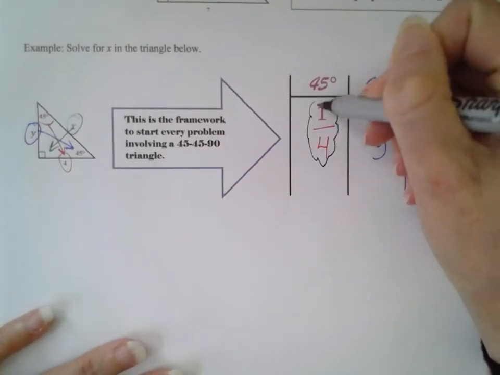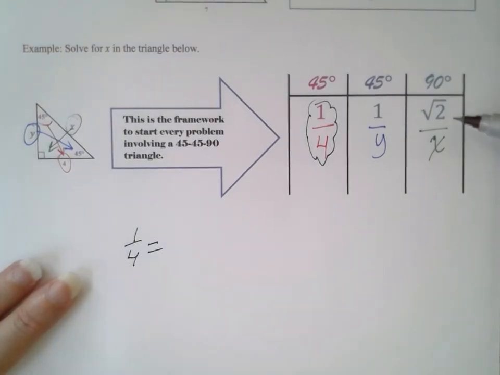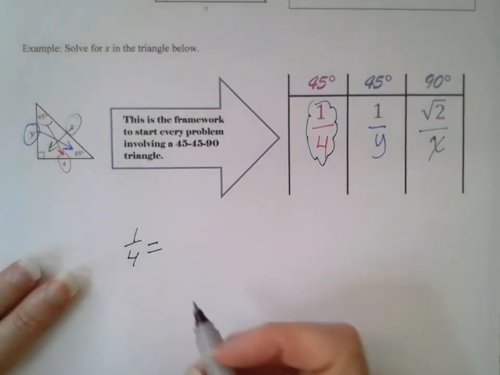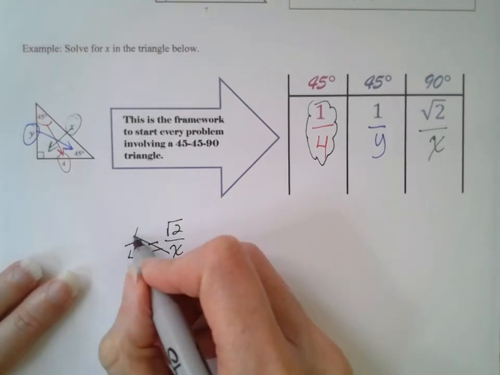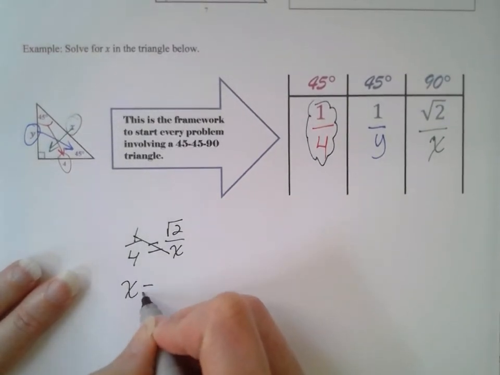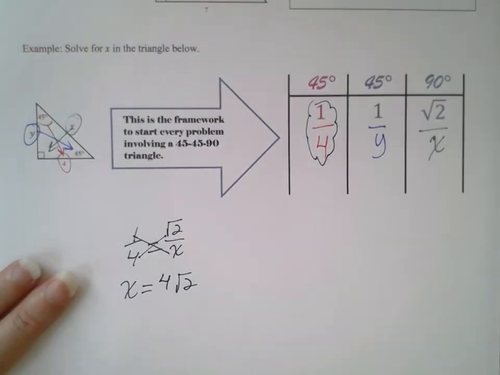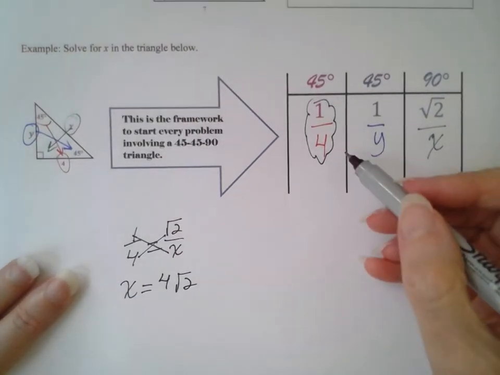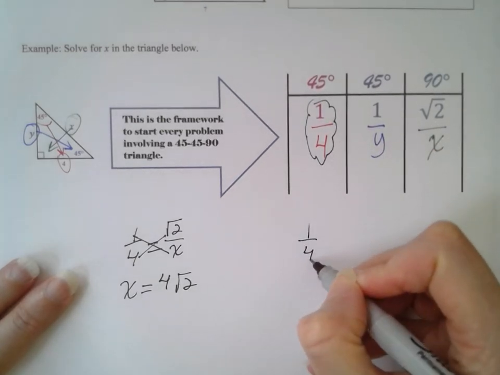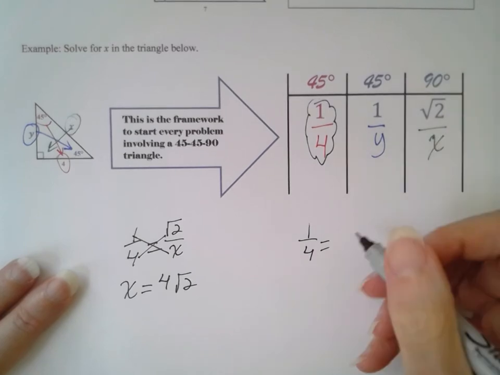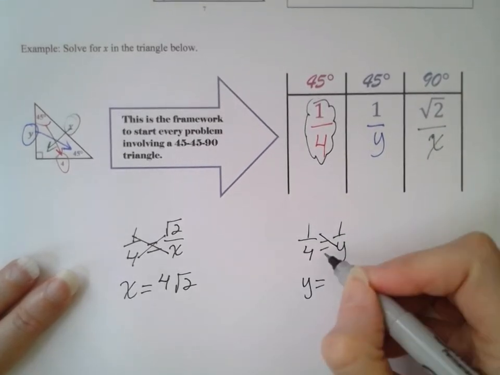So I have 1 over 4 is equal to, and let's find x first, just because we usually find x first, square root of 2 over x. I cross multiply, x times 1 gives me x, 4 square root of 2 gives me 4 square root of 2, and that is my answer. I do the same thing for y. I start with the fraction that has only numbers. 1 over 4 is equal to 1 over y. I cross multiply. 1 times y is y. 4 times 1 is 4.